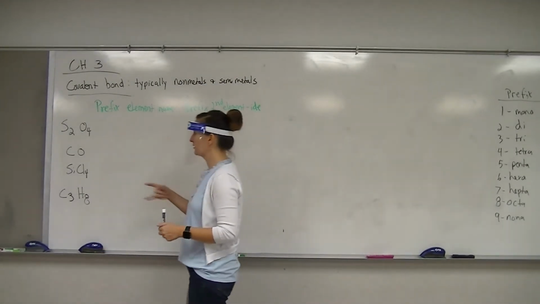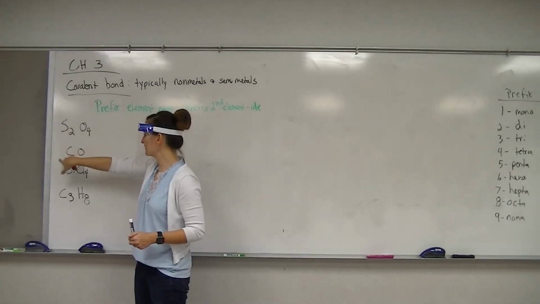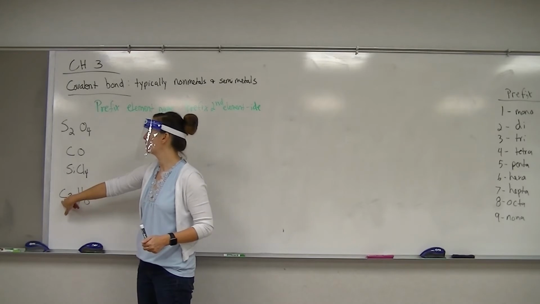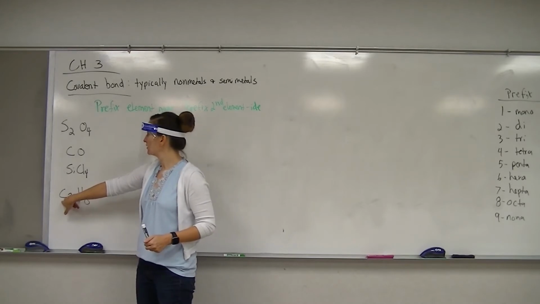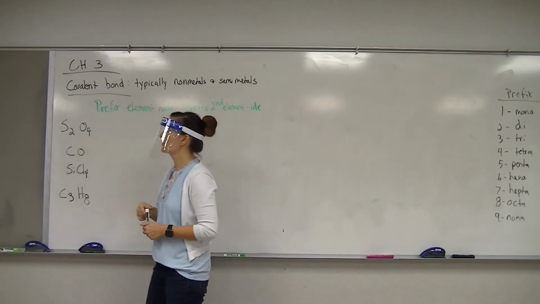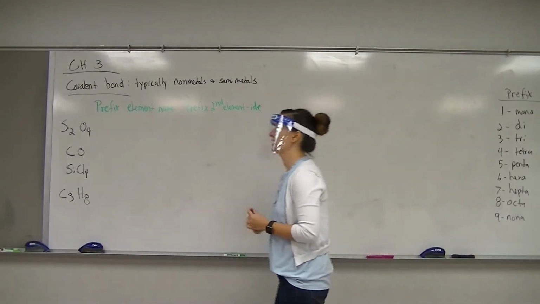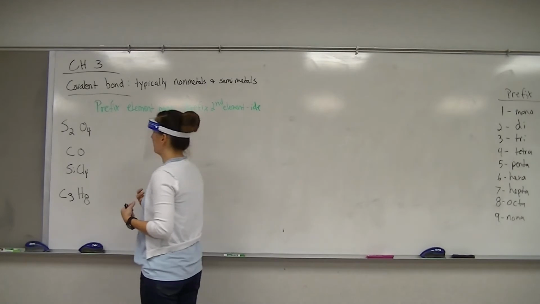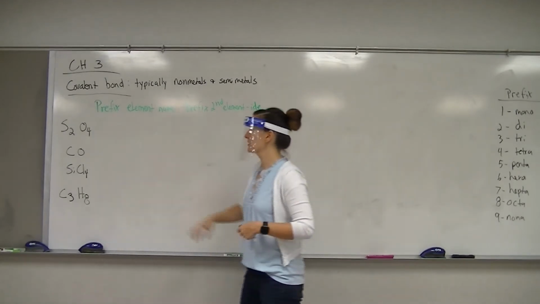These are all covalent compounds. How do I know that? Looking at the elements involved, these are all either nonmetals or metalloids. Sulfur, oxygen, both of those are nonmetals. Both of them are actually in group 16. So if I know it's a covalent compound, I know that I need to use prefixes.